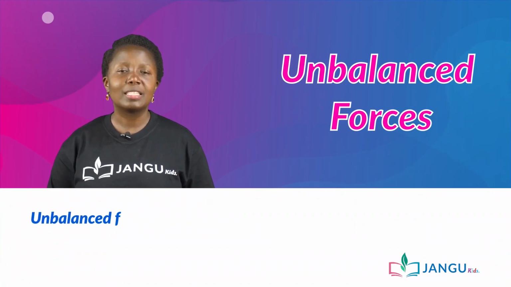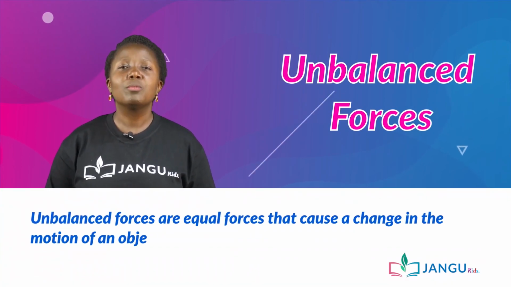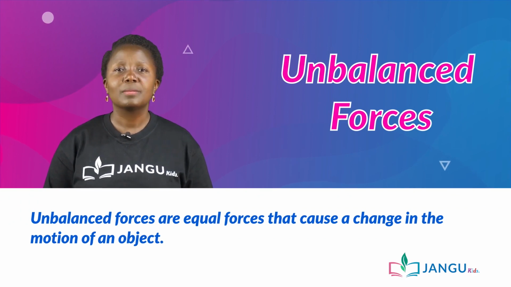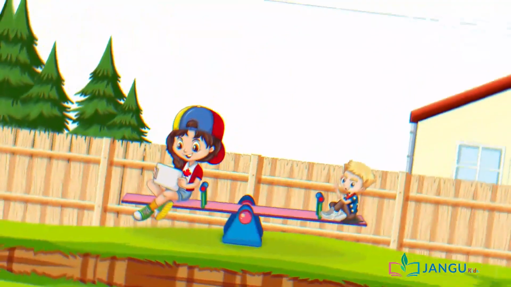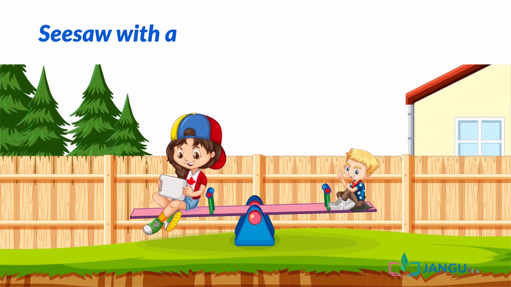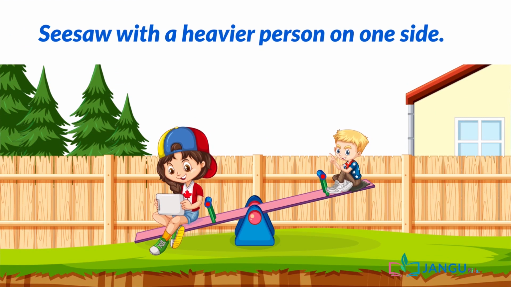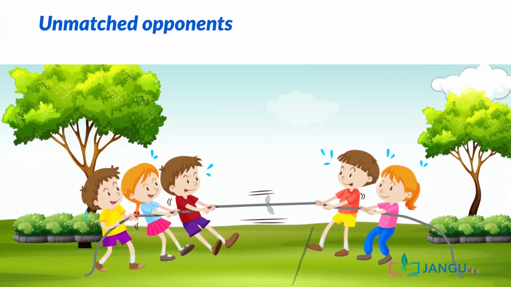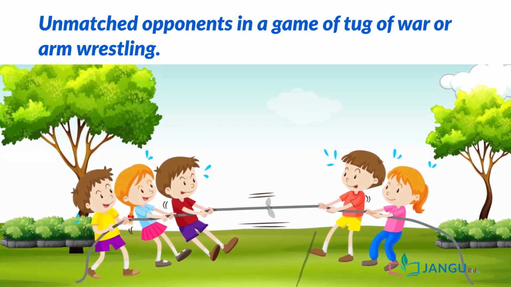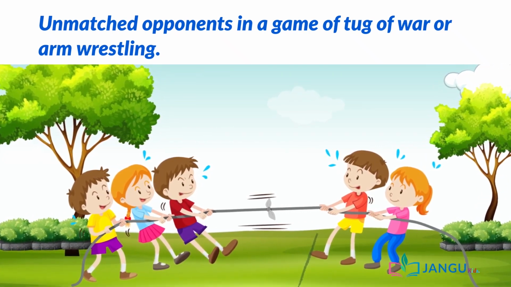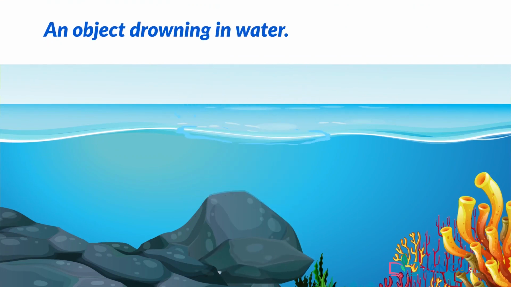Unbalanced forces are forces that cause a change in the motion of an object. Examples of unbalanced forces include a seesaw with a heavier person on one side, unmatched opponents in a game of tug of war or arm wrestling, an object drowning in water.